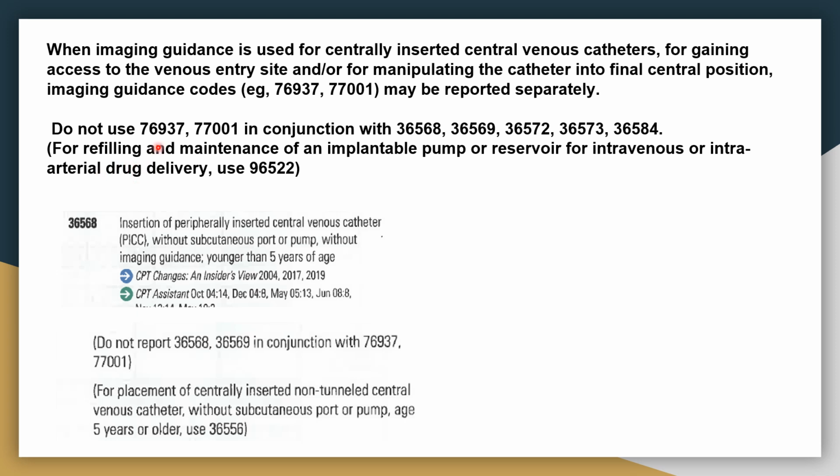So do not use the image guidance code in conjunction with this code, because if you see this particular code 36568, the language of the code says insertion of the peripheral inserted central venous catheter without subcutaneous port or pump without image guidance. Okay, so there are certain codes where it is very clearly written this code is not for image guidance, without image guidance. So on that we cannot use the image guidance code, and there are parenthetical notes below every code. So kindly read the notes very carefully so that you will never go wrong.